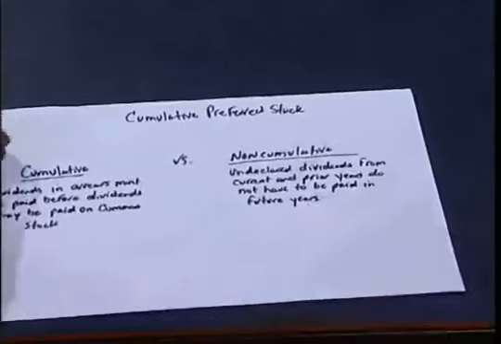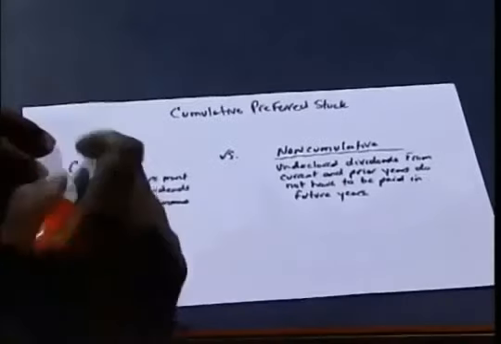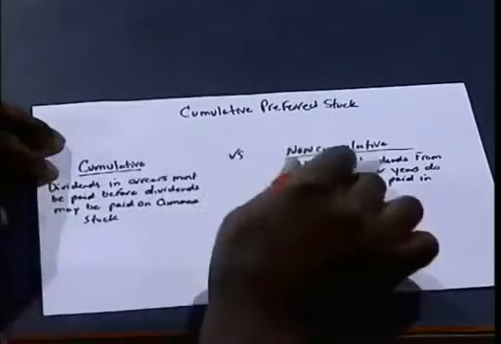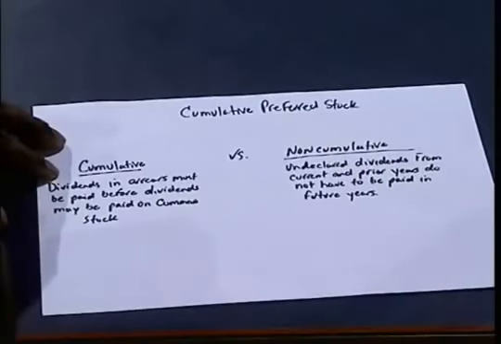And let's look at what we're talking about, accumulative and non-accumulative, when we're looking at preferred stock. Here, accumulative preferred stock means that dividends in arrears must be paid before dividends can be paid on common stock. Non-accumulative says undeclared dividends from current and prior years do not have to be paid in future years.